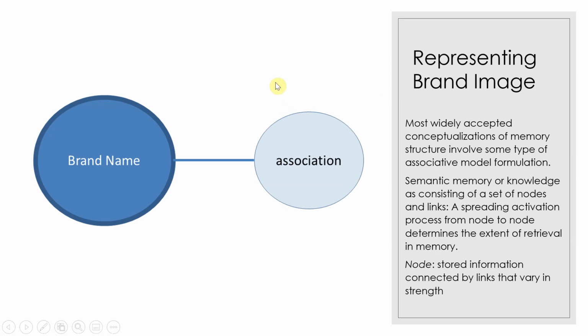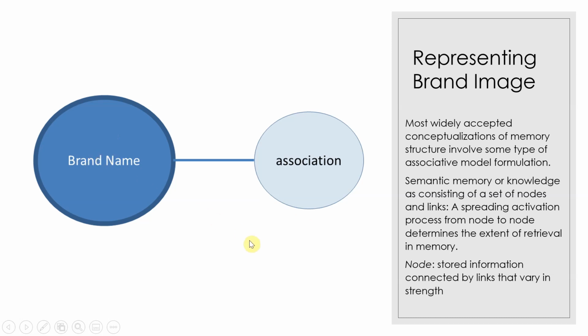The first part is about the associative memory model. The most widely accepted conceptualization of memory structure involves some type of associative model formulation. In the associative memory model, there are two elements. One is node, the other is link. So brand image consists of nodes and links. And there is one main core node, which is the brand name.